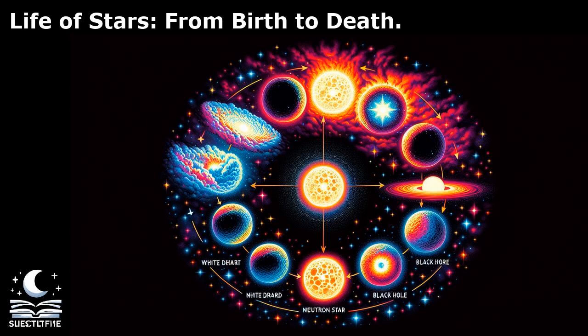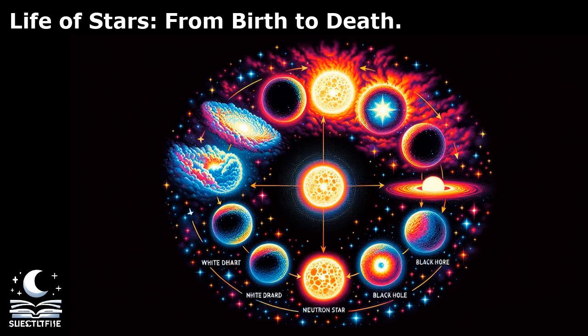As the star continues to burn hydrogen, it gradually exhausts its fuel supply in the core. Over time, the core contracts and heats up, causing the outer layers of the star to expand and cool, leading to an increase in the star's size and brightness. This expansion phase is known as the red giant phase.